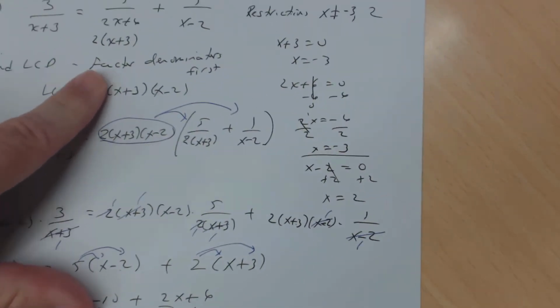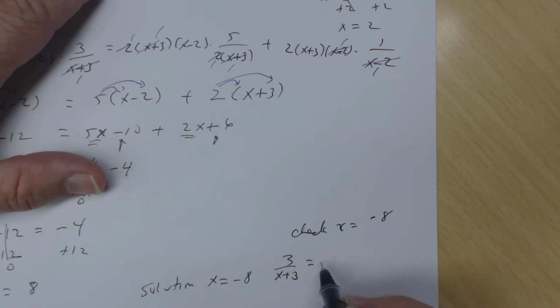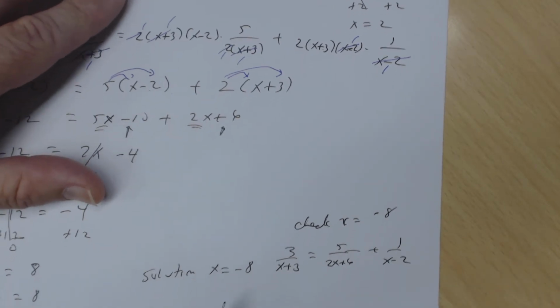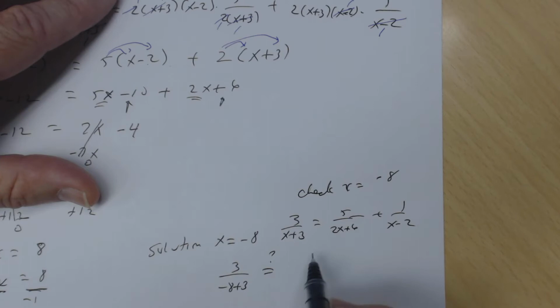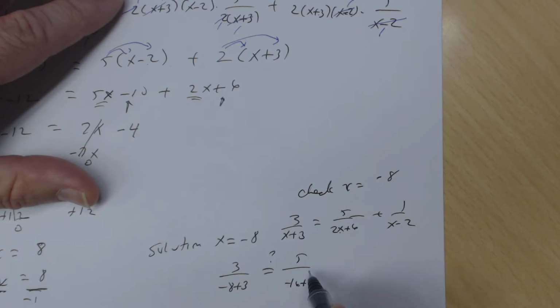So remember the original problem was this. Now you don't have to check, but it was 3 over x plus 3 equals 5 divided by 2x plus 6 plus 1 over x minus 2. So we're seeing x and plug in negative 8. So I get 3 divided by negative 8 plus 3. And we'll see that's going to equal 5 divided by 2 times negative 8, which is negative 16, so negative 16 plus 6, plus 1 divided by negative 8 minus 2.